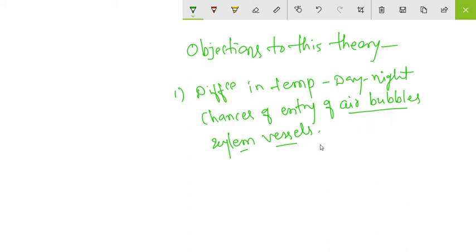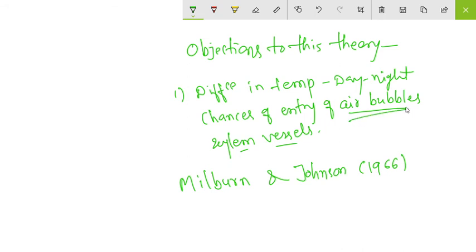But some scientists, Milburn and Johnson, proposed in 1966 that even though this problem is created due to the temperature difference, that is, the creation of air bubbles in the xylem vessel, as there is a decrease in temperature during the night time, this air bubble gets dissolved. That means if an air bubble came in the daytime because the temperature increased, then what happens when the temperature decreases at night?